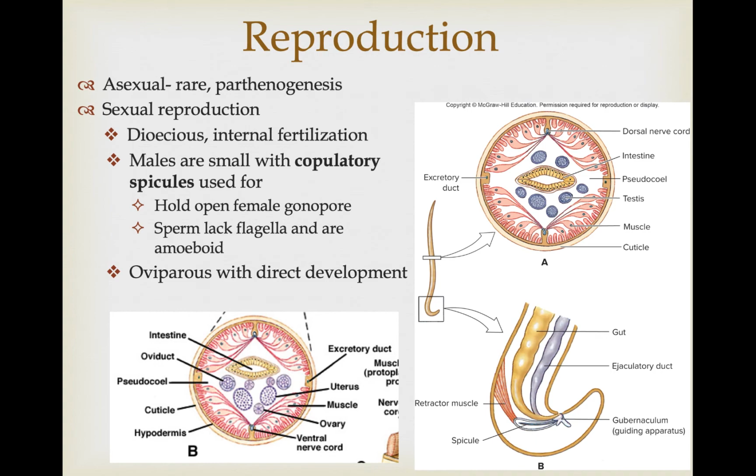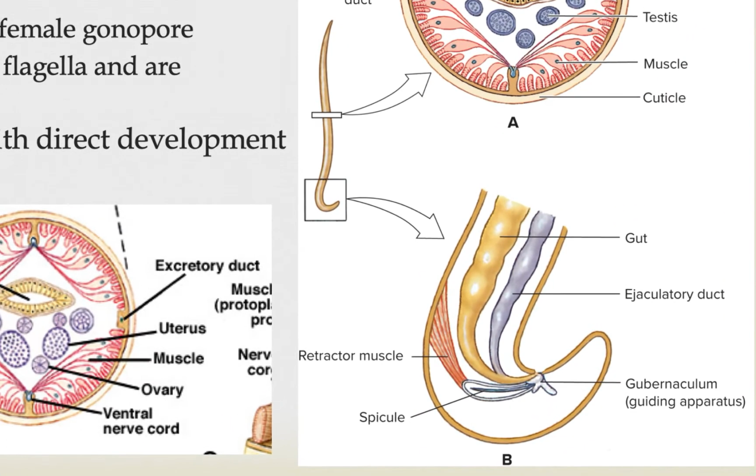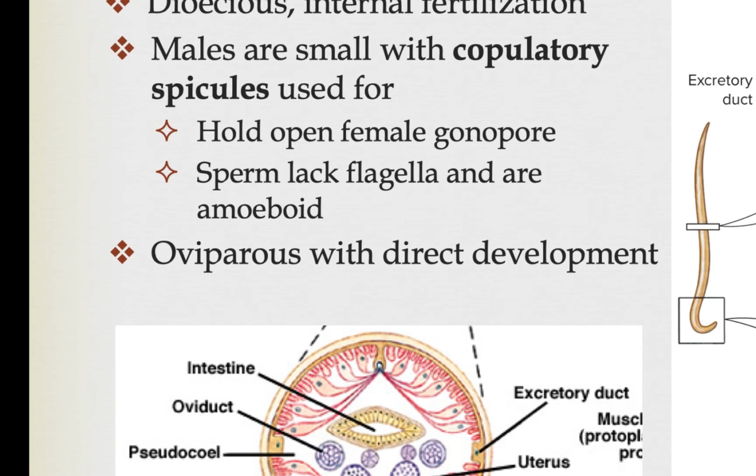But these small males do have a structure called the copulatory spicule, which is a way that they can hold open the female gonopore and inject the sperm. And this is an adaptation because of the extremely high hydrostatic pressure associated with the pseudocoel, and so this helps to keep this female reproductive structure open and make insemination possible. Another bizarre thing about the nematodes is their sperm lack flagella, and they are instead amoeboid.